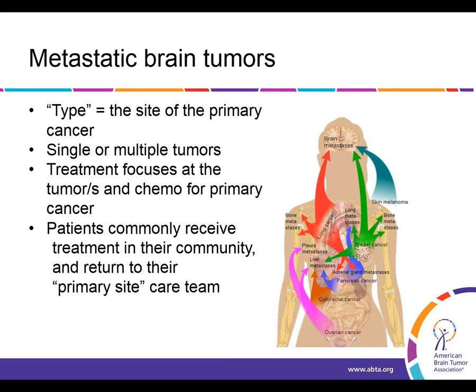Patients commonly receive treatment in their community, and so they return to their primary site care team. So if the primary site care team is their lung oncologist, that's who usually takes care of the metastatic brain tumor as well.